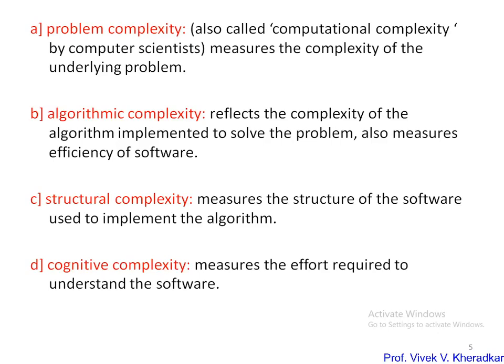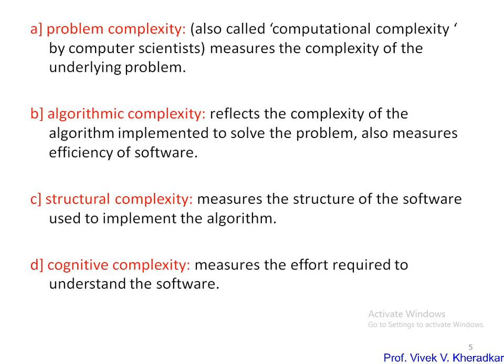So there are different types of complexity that we can consider while measuring the size. The first is the problem complexity. It is also called computational complexity by computer scientists. It measures the complexity of the underlying problem. So whenever we measure the complexity of a problem, we call that problem complexity.